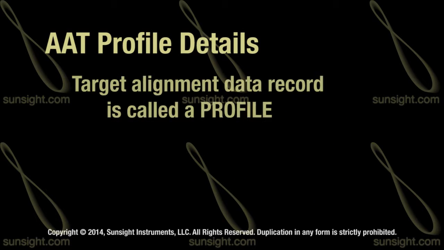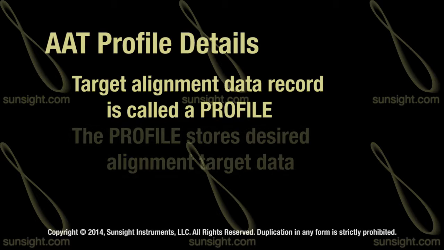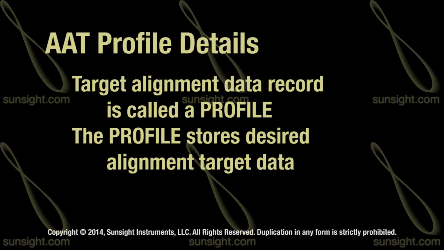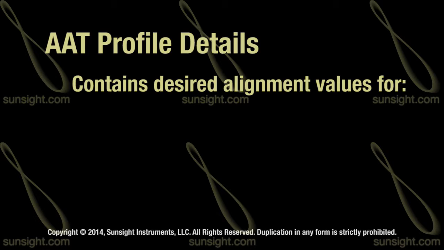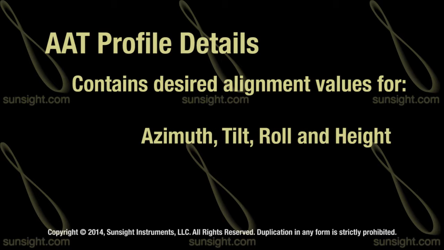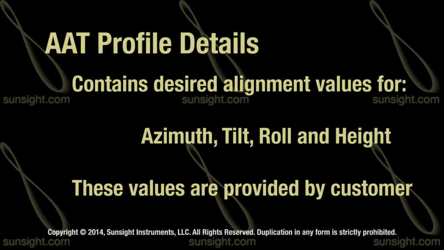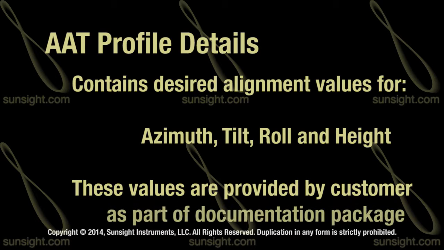The target alignment data record in the AAT is called a profile. A profile on the AAT is a data set that allows the user to enter the desired alignment target data. In other words, a profile contains the desired alignment values for azimuth, tilt, roll, and height. These alignment target values are typically provided by the customer as part of the documentation package for the work to be performed.